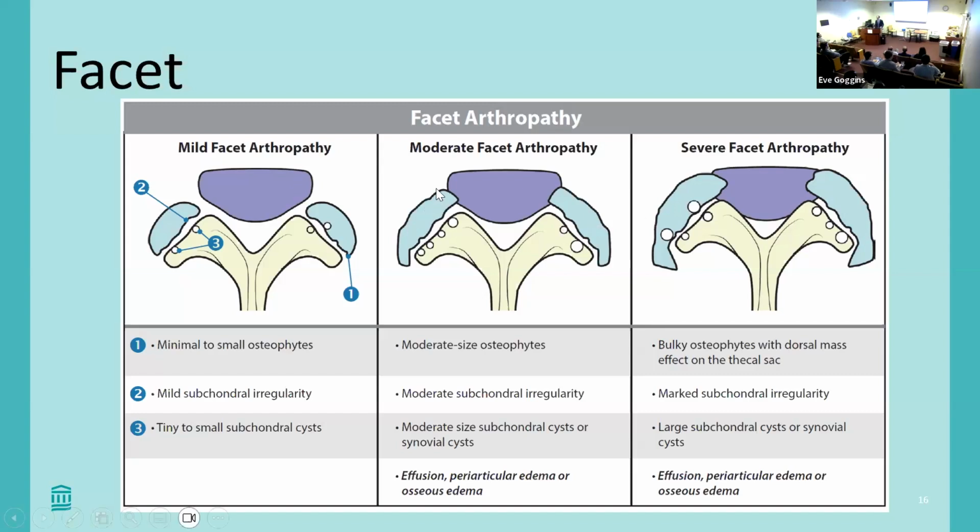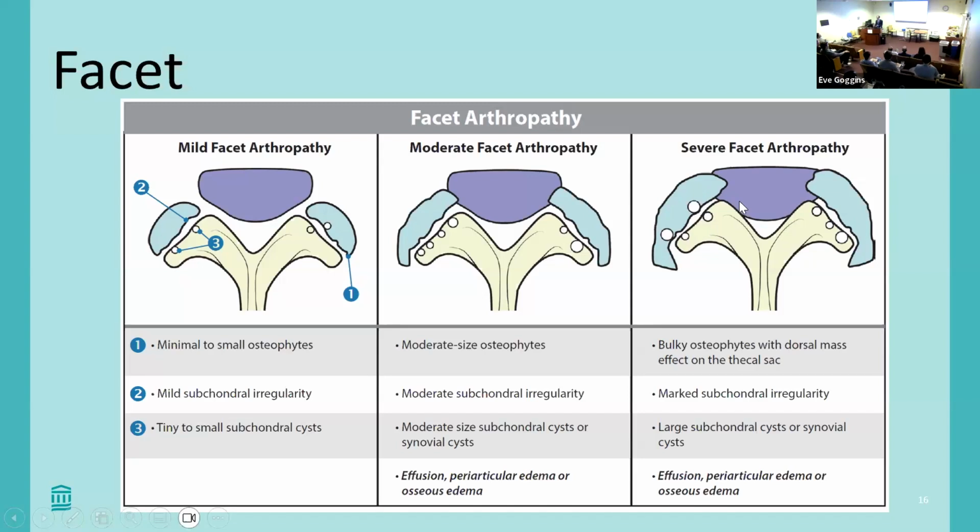Moderate facet arthropathy is just an amplification of what we're seeing in mild. The osteophytes are bigger, there's more subchondral cysts, there's more subchondral irregularity. You might have some of the stuff here in bold. You might have a facet effusion, some periarticular edema or osseous edema, and that could tell you that it might be an active pain generator, an active facet arthropathy, or maybe related to instability. So flexion extension x-rays, if it's showing a difference, the facets can get irritated and show inflammatory changes.